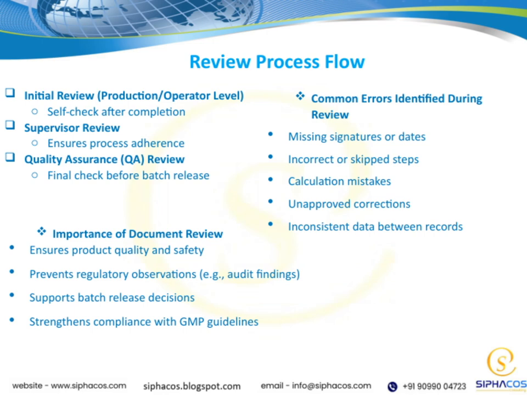Let's look at the review process flow. It starts with an initial review at the production or operator level, where the team performs a self-check after completing their work. This step encourages immediate correction of any issues. Next, a supervisor reviews the documentation to ensure the process adhered to protocols. This supervision helps catch any overlooked mistakes.